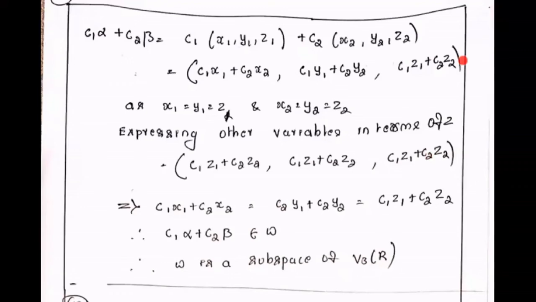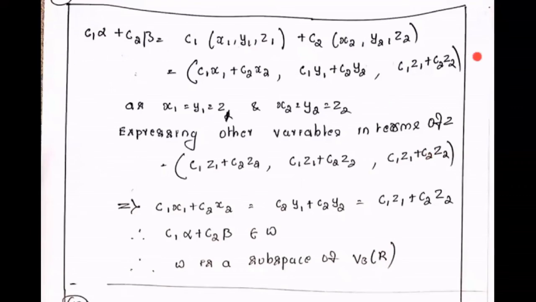And what is the condition here? The question itself says that all the set of vectors satisfies this condition. So we are considering alpha should satisfy this condition: X1 is equal to Y1 is equal to Z1. Then here beta should satisfy this condition: X2, Y2, Z2. But from this superposition, we have this.